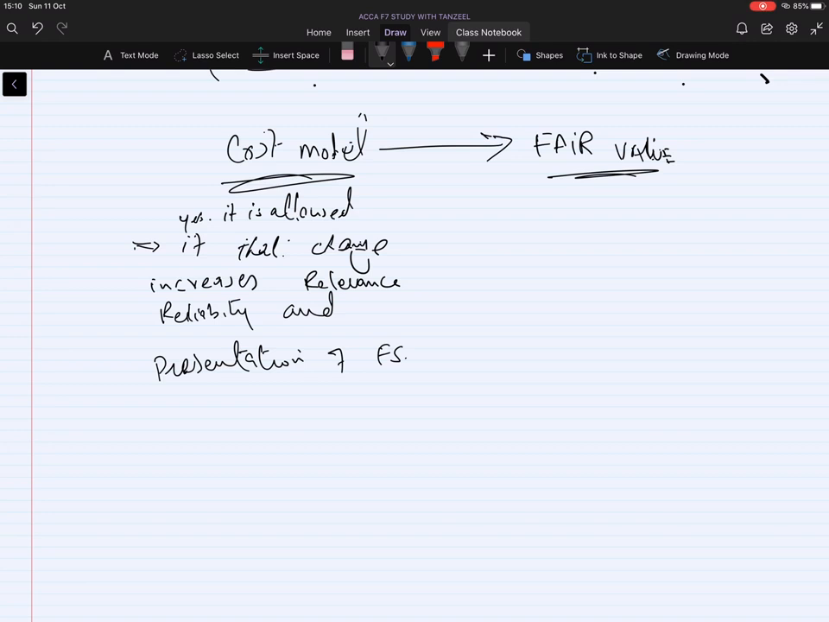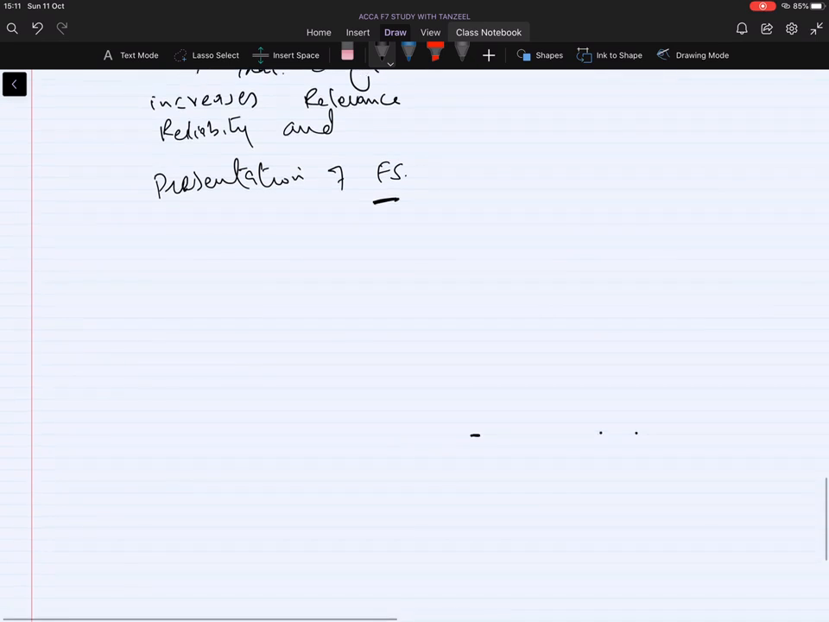If you were using the cost model in IAS 40 and you want to use the fair value model, then you can switch the model, but the condition is that this change increases the relevance, reliability, and presentation of the financial statements. Only then are you allowed. But previously, you could do cherry picking.